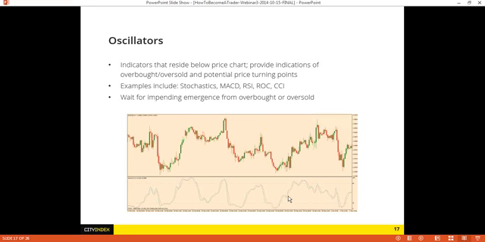Peter asks, which one is your favorite? Stochastics is usually my favorite. Oftentimes I'll use MACD as well, but usually stochastics is my favorite, only because I've been using them for many years, and they tend to work very well with the strategies that I use, which I'm going to introduce next week and the week after. Those are oscillators.